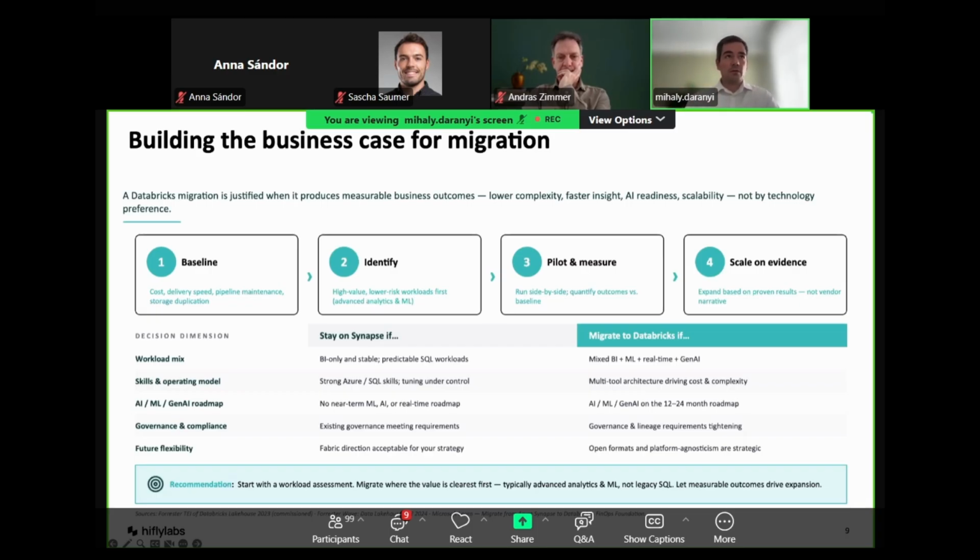To do that, we always start by understanding the baseline: the cost, the delivery speed, the pipeline maintenance, and a lot of other things. If you don't know the baseline, you cannot compare the new stack. The second one, we need to find a high-value, low-risk workflow. And during a pilot, you measure time, and you need to compare the old methodology and the new one.